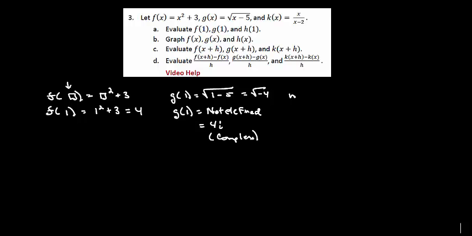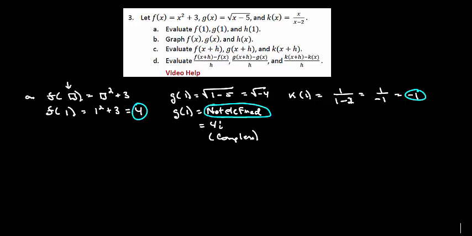And then k of 1 is equal to 1 over 1 minus 2, which is 1 over negative 1, which is negative 1. So our three answers to start with are 4, not defined, and negative 1. Okay, let's look at part B. So this is A.